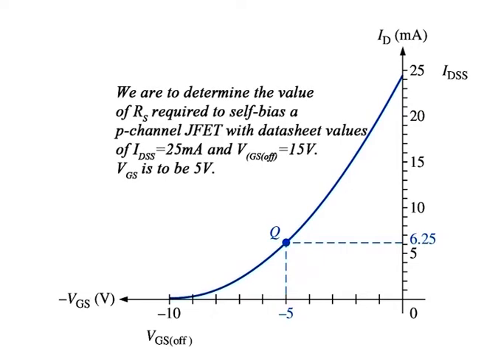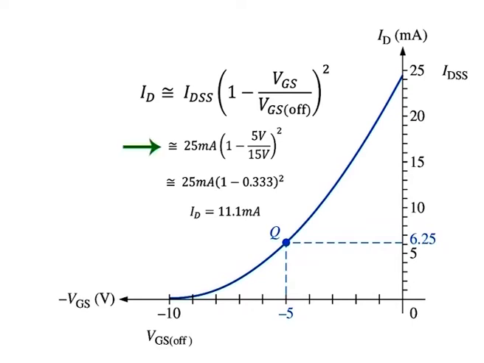In the second example, we are to determine the value of RS required to self-bias a P-channel JFET with datasheet values of IDSS equal to 25 milliamperes and VGS off equal to 15 volts. VGS is to be 5 volts. In order to calculate ID, we use this equation, where ID is approximately equal to IDSS times 1 minus VGS over VGS off, whole squared. Substituting the values, we get ID approximately equal to 25 milliamperes times 1 minus 5 volts over 15 volts, whole squared, and ID comes out to be 11.1 milliamperes.